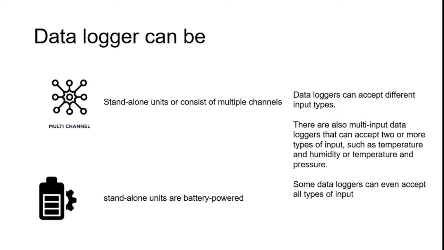Data loggers can be utilized as a standalone device or as multiple devices. Standalone units consist of multiple channels. One device can be utilized with different sensors for collecting the data. Standalone units are battery powered, and data loggers can accept different input types. There are also multiple input data loggers that can accept two or more types of input, such as temperature and humidity or temperature and pressure. Some data loggers can even accept all types of input.